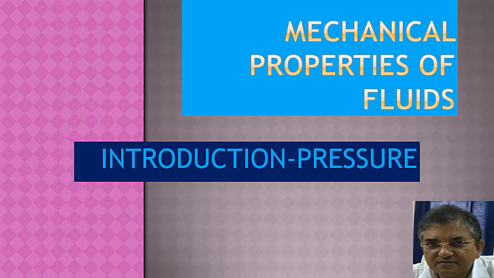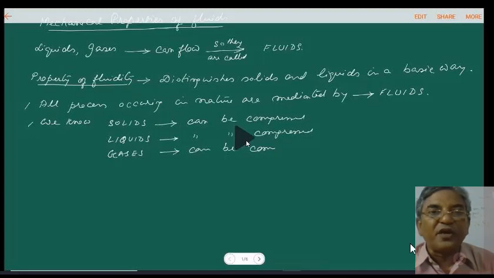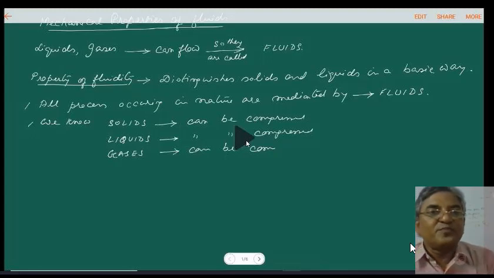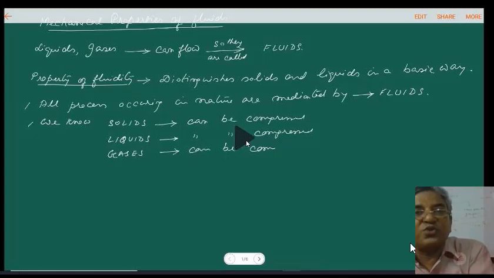Hello students, today we'll be studying mechanical properties of fluids and we'll discuss solids, liquids and gases. In solids, the molecules are very closely packed, in liquids less closely packed, and in gases very loosely packed. That means these molecules are very close in solids, a little apart in liquids and very far apart in gases. This property of the molecules makes liquids and gases flow, and so they are called fluids.